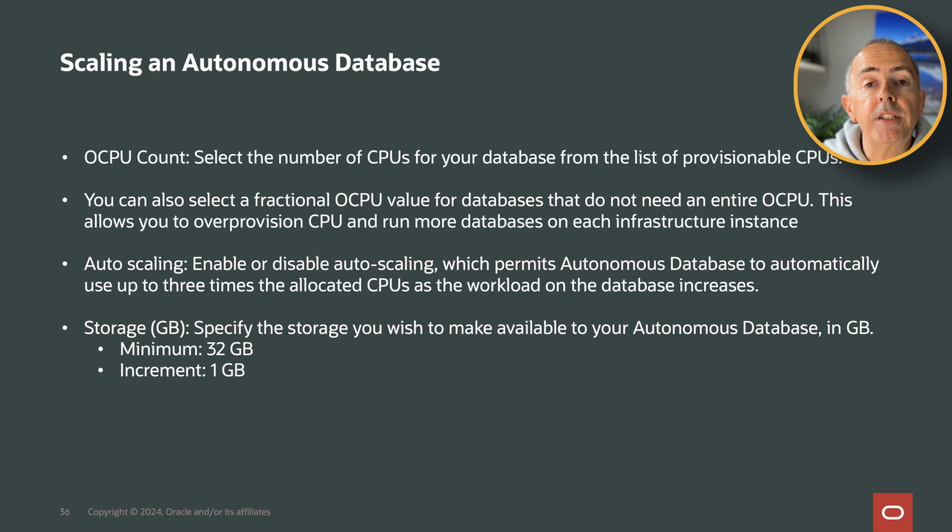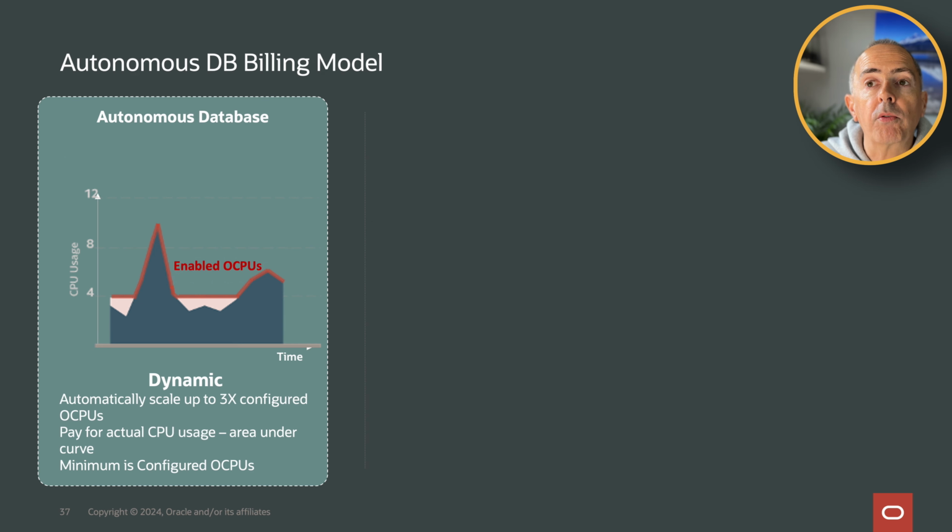Now, one of the key differences for autonomous is you can set up auto-scaling for the autonomous database. And this permits the autonomous database to automatically use up to 3 times the amount of CPUs or storage if the workload on the database increases. And we'll see why that's very beneficial from a cost point of view in a couple of slides' time. Now, with autonomous, you set a CPU count for the database, and then with auto-scaling switched on, it can automatically scale up to 3 times to meet any workload changes, and will also scale back down automatically.